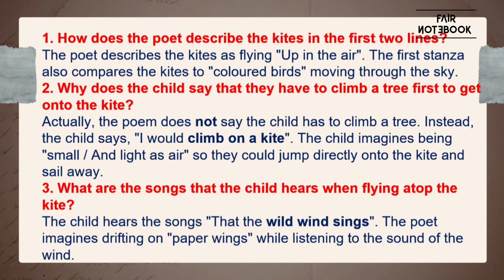Question: what are the songs that the child hears when flying at the top of the kite? Answer: the child hears the song that the wild wind sings. The poet imagines drifting on paper wings while listening to the sound of the wind.